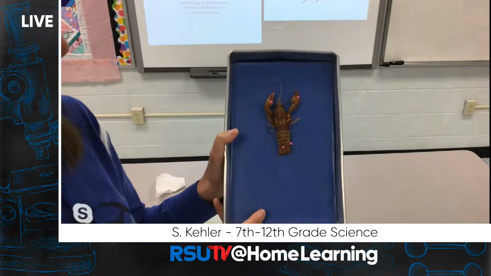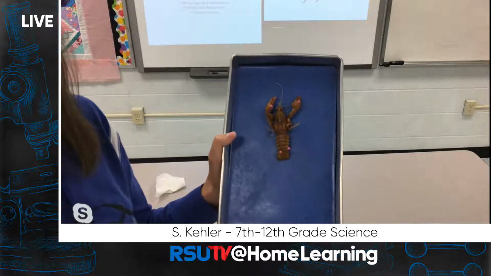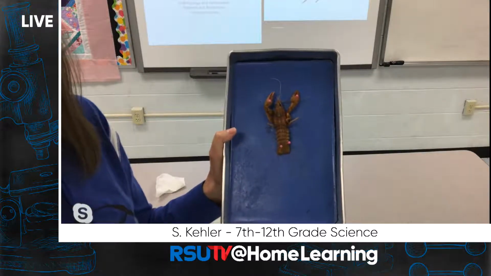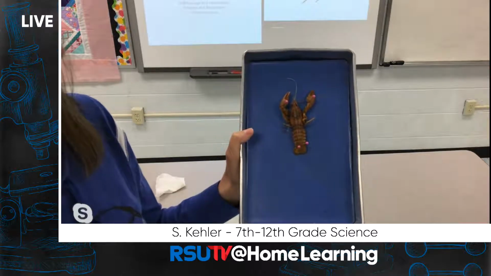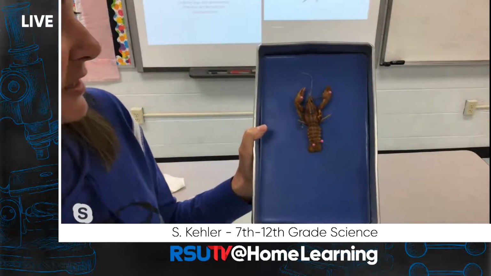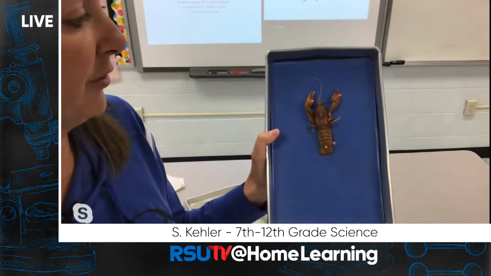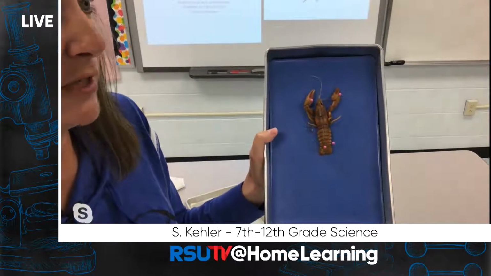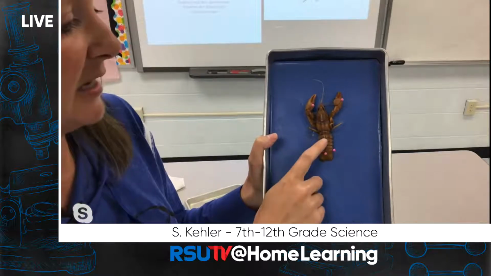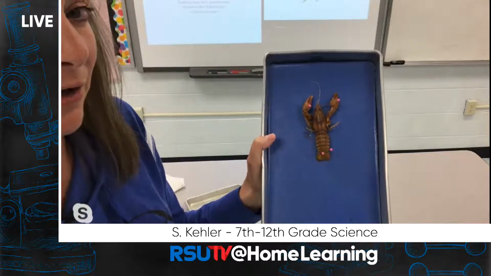The thing that's interesting about the exoskeleton, my skeleton is called an endoskeleton. Endo means inside. Exo means outside. That endoskeleton grows with me. So as I get bigger, or as you get bigger, you're going to see your bones get larger only on an x-ray. When this guy gets larger, his exoskeleton cannot grow with him.